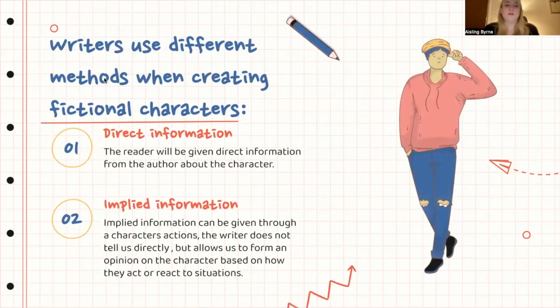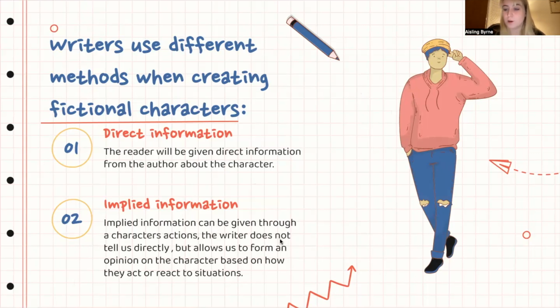Okay, so writers use different methods when they're creating these fictional characters. We've got direct information first. The reader will be given direct information from the author about the character. So this is where we're told stuff from the author about this character. Implied information is information that can be given through a character's actions. The writer does not tell us directly, but allows us to form an opinion on the character based on how they act or react in situations. Most authors will use a combination of both of these in their writing.